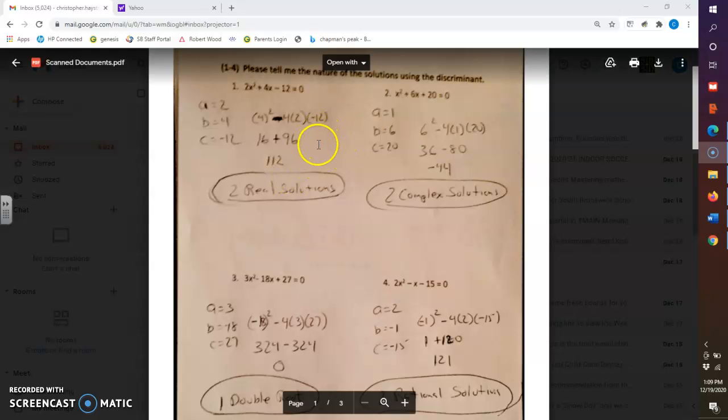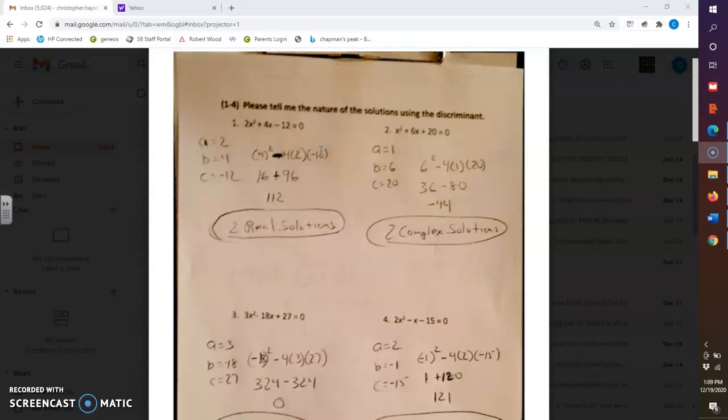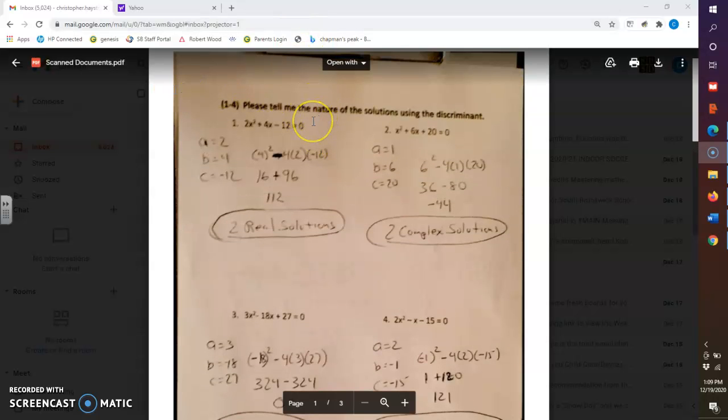Alright guys, we're going to be going over the review we did during class on Friday. I'm going to ask two types of questions on this test. I'm either going to ask you to give me the nature of the solutions or to find the roots.